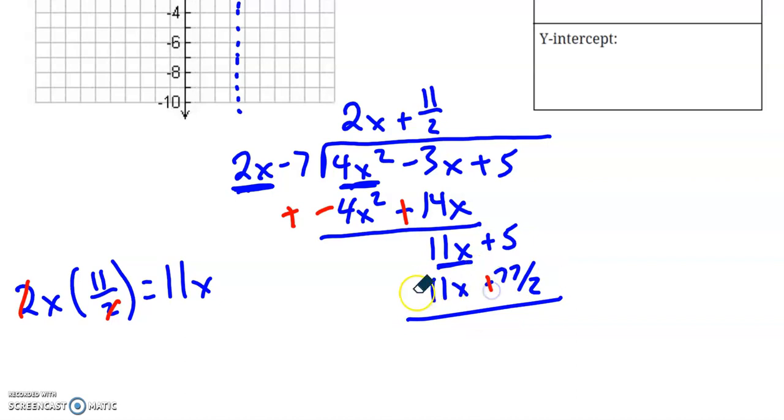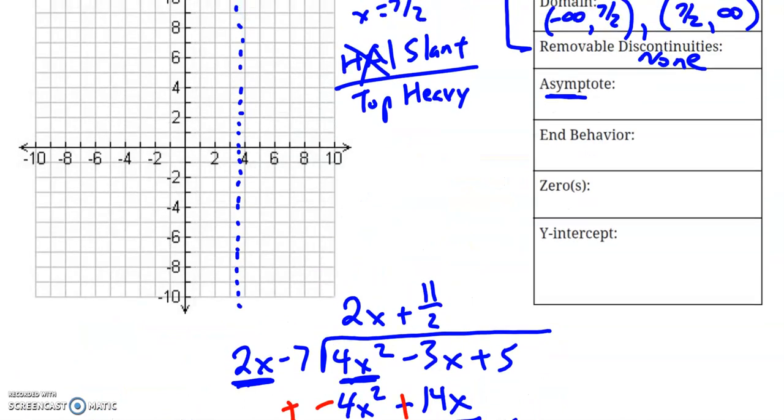Change your signs and add. This cancels, and we don't even care what this is. This is going to be some number. We don't care. There is going to be a remainder. We just care about this 2x plus 11/2. That is now going to be our slant asymptote here. So here's our slant of y equals 2x plus 11 over 2.